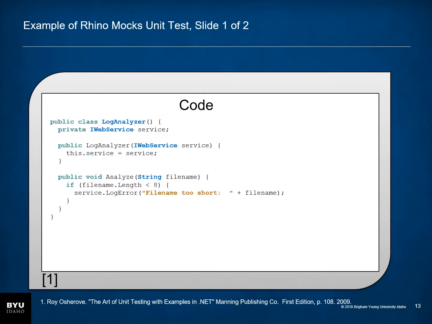Again, the LogAnalyzer class is the CUT. This time we're testing the Analyze method. In this code, only file names with at least 8 characters are valid. Notice that the LogAnalyzer invokes the LogError method on the web service if the file name isn't valid. In production, this will write to a text file, the Windows event log, or a database. In the unit test, we use a mock web service to isolate or only test the CUT.